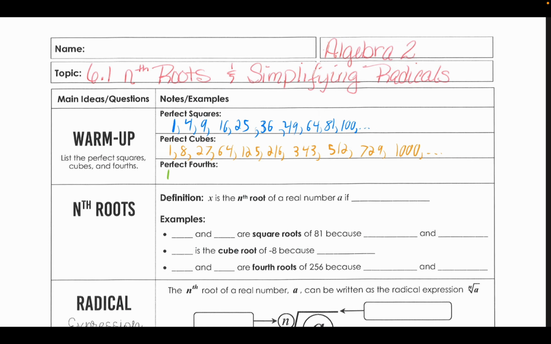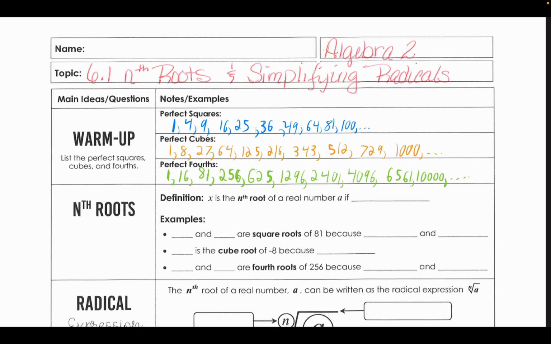So 1 to the 4th is 1, then 2 to the 4th is 16. Then we get really big really fast, going up to 81, 256, excuse me. You'll recognize some of these appear on other lists, perfect squares from before. 625, 1,296, 2,401, 4,096, 6,561, 10,000, and so on.